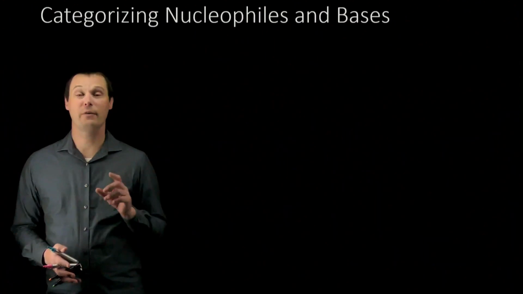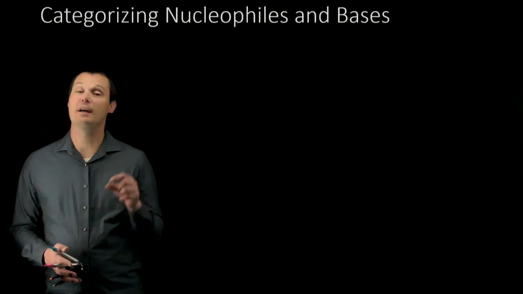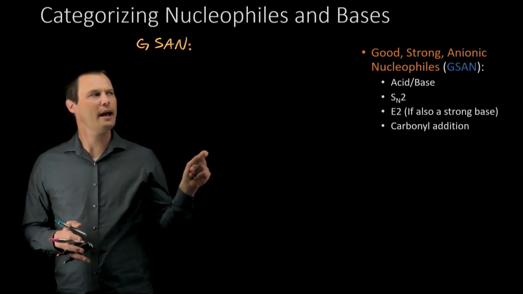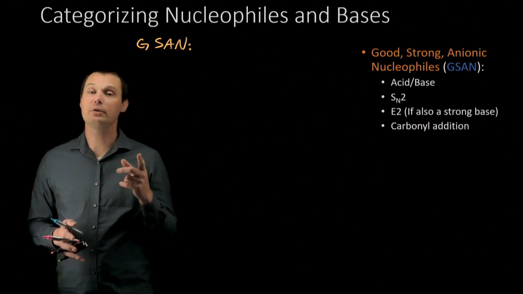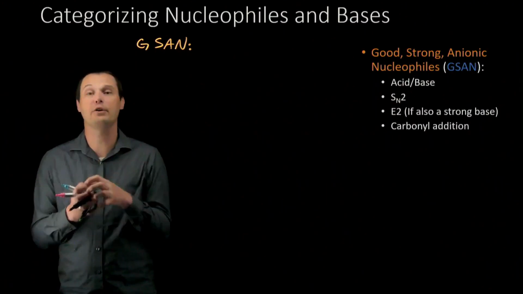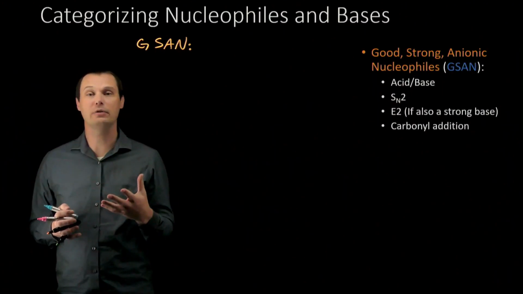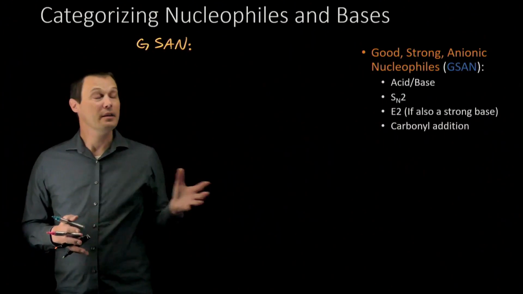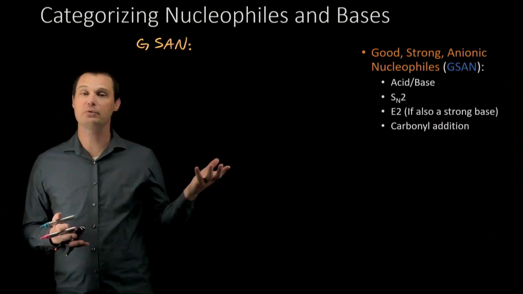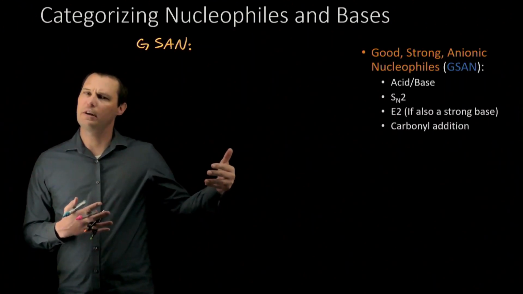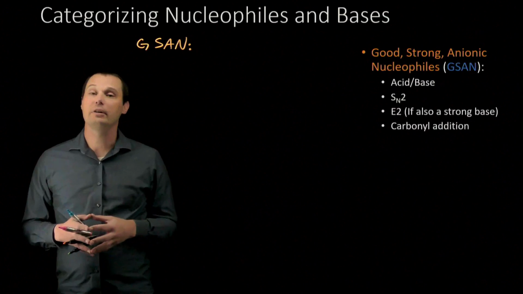This isn't a video on how to find and identify nucleophiles and electrophiles. I have a separate link to that video down below. The first category is what I like to call good, strong anionic nucleophiles, GSANs. These nucleophiles have a lot of inherent energy, a lot of electron density packed into a very small volume. That makes them very good, strong anionic nucleophiles that can get out there and directly attack electrophiles to do some kind of reaction. These types of nucleophiles are good for acid-base reactions along with SN2 reactions. They can do an E2 reaction if they're a strong enough base as well, and carbonyl additions.